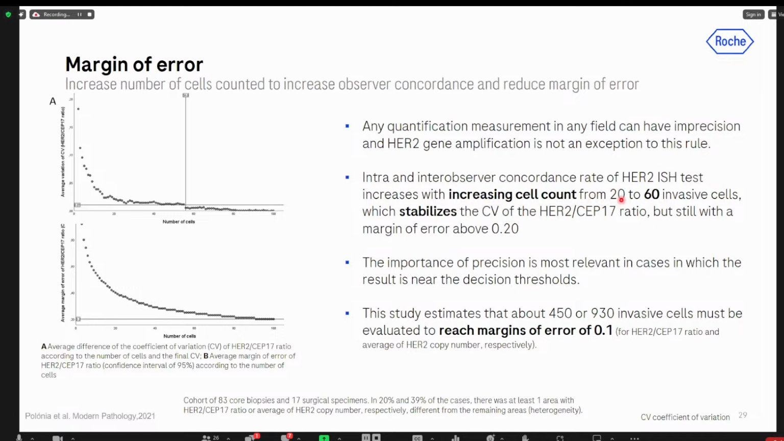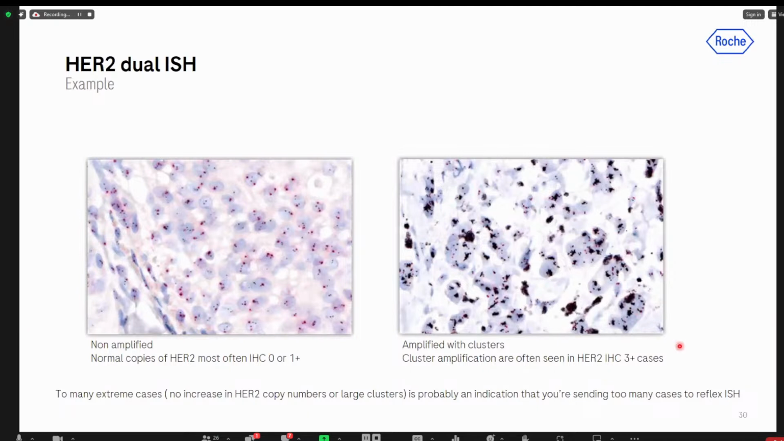And they say that if you increase the cell count from 20 to 60 invasive cells, then it helps stabilize this coefficient of variation. And in some areas, if you really want to reach a margin of error of 0.1, then you might need to count several hundreds of cells, which is not necessarily needed, but from a mathematical standpoint of just achieving the same numbers, that's how high we need to go. In practice, 60 or 80 is very good, and I've seen several national guidelines that state that in borderline cases, you should count a minimum of 80 cells, but here they show that 60 might also be good.